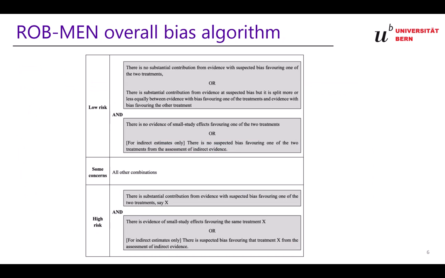The proposed rules to assign an overall bias level to each network estimate are shown in this table. This algorithm is automatically implemented in the app, but I will also show you later how to overrule this in case the user decides to choose different rules, for example, stricter rules.